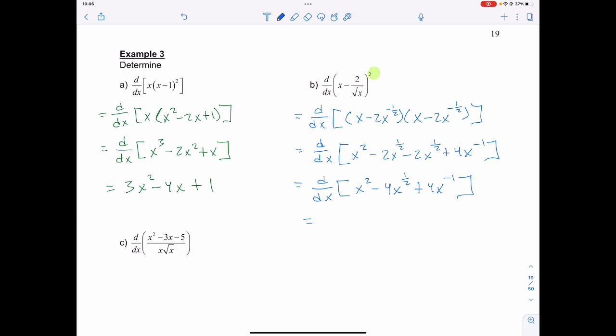Well, the differentiation of this is going to be 2x minus 4 times 1/2, which is going to be 2, and x to the 1/2 minus 1 is going to be negative 1/2. Minus 4x to the negative 2. Or 2x minus 2 over the square root of x minus 4 over x squared.